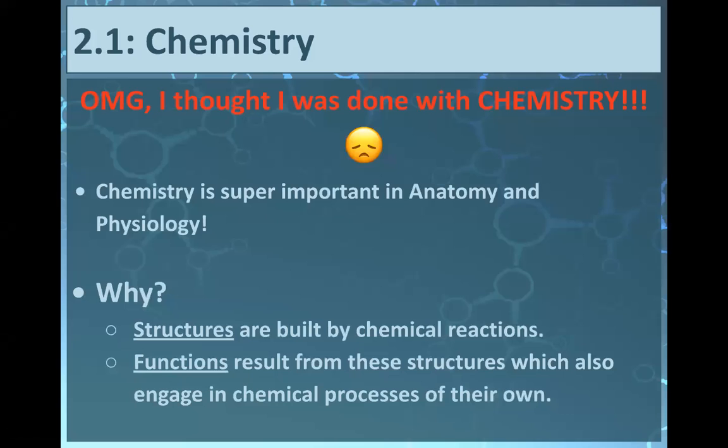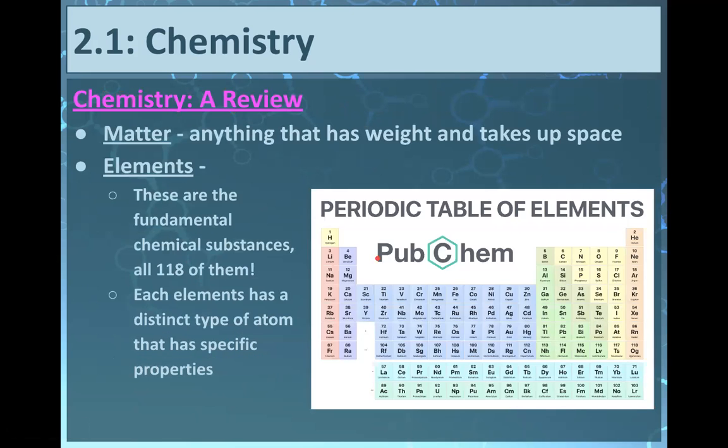Yes, we are going into chemistry again, just for a little bit. It is very important for anatomy and physiology. Anatomy is associated with the structures. Physiology is associated with the function of those structures. And both of these rely on chemical reactions and chemical processes to be built, if we're talking about structures, and to happen, if we're talking about functions. Okay, well, very basic stuff.